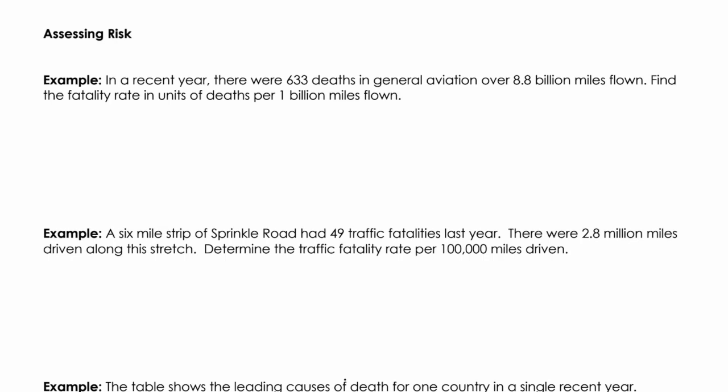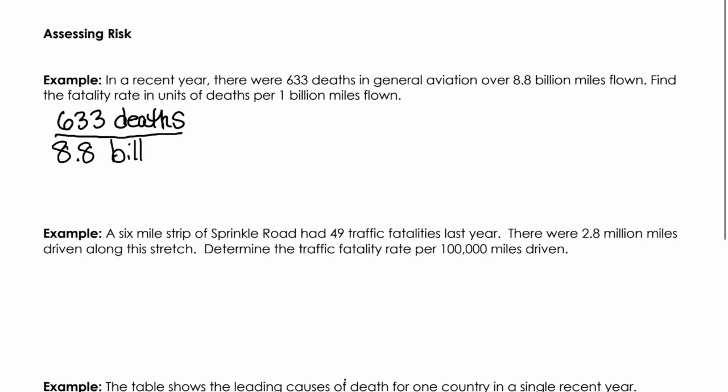So in the first example, it says, in a recent year, there were 633 deaths in general aviation over 8.8 billion miles flown. Find the fatality rate in units of deaths per 1 billion miles flown. So they're giving us information about the fatalities that they've observed in the past, which is 633 deaths per 8.8 billion miles flown. Now we need to figure out what the deaths are out of 1 billion miles flown.